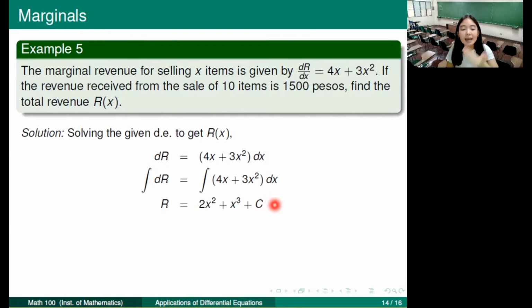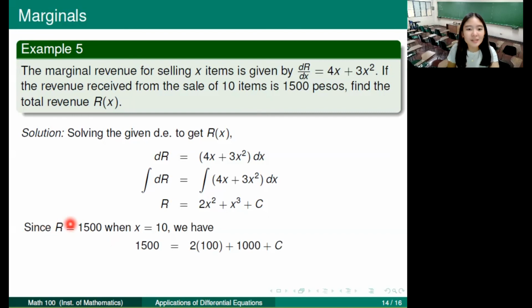Now, just like the previous examples, we have to find the actual value. Kasi, sinubject yung ating revenue function that we want here to a condition. No? So, dapat particular na revenue function yung makukuha natin dito. And we just subject it na yung ating revenue ay dapat 1,500 pesos kung yung sinesell natin na item ay 10 items. So, we substitute R equals 1,500 and our X equals 10 here into our complete solution for the R in order to get the constant of integration C.